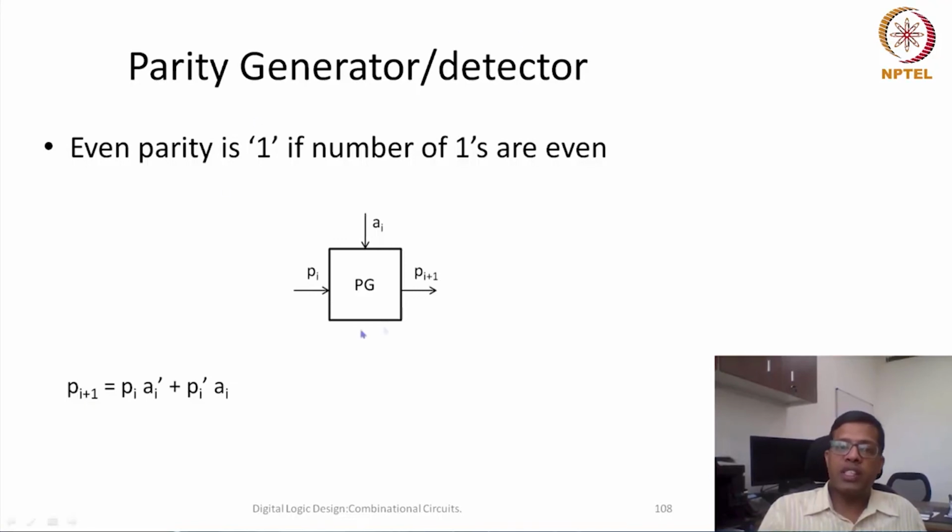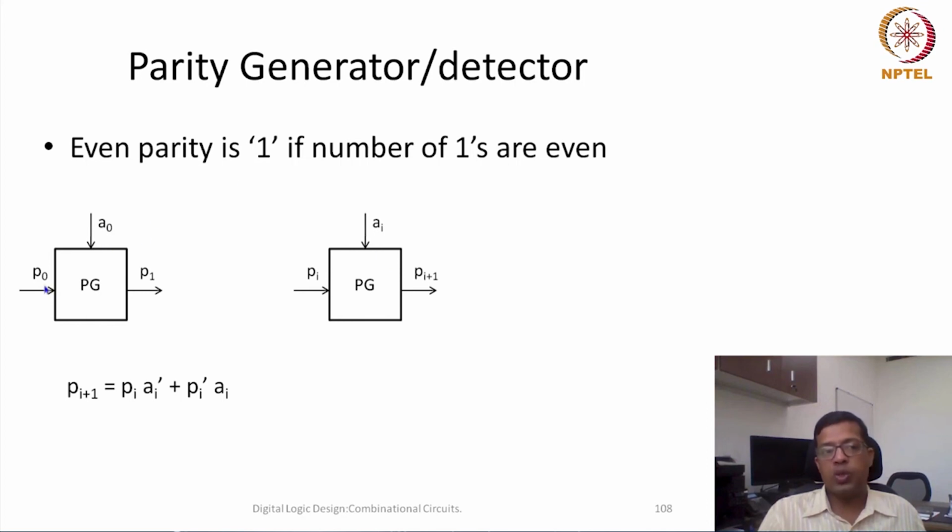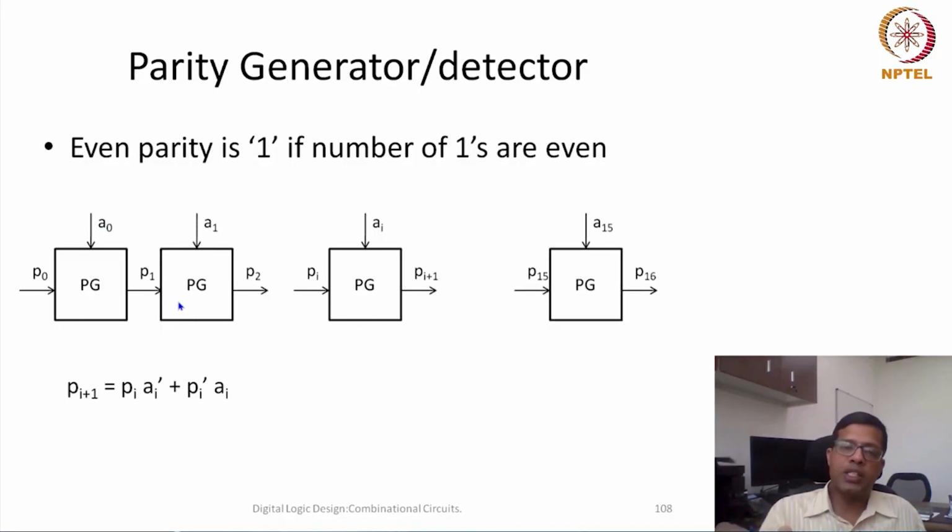Now if I have this single bit design, I can iterate. For the 0th bit, p0 and a0 are the input, and then for the first bit, and let's say it's a 16 bit vector, then for the 16th bit a15 and p15 would be the input, and p16 is the final parity output. So all these p1, p2, p3 up to p15 are intermediate inputs and outputs, but p16 is the final parity output.